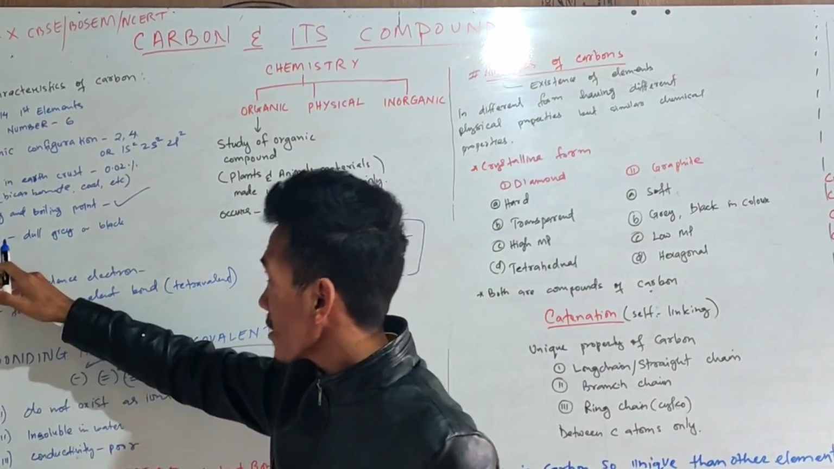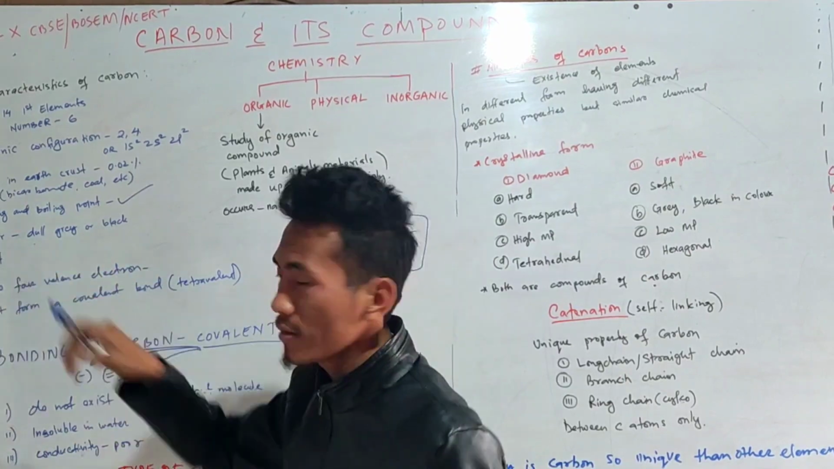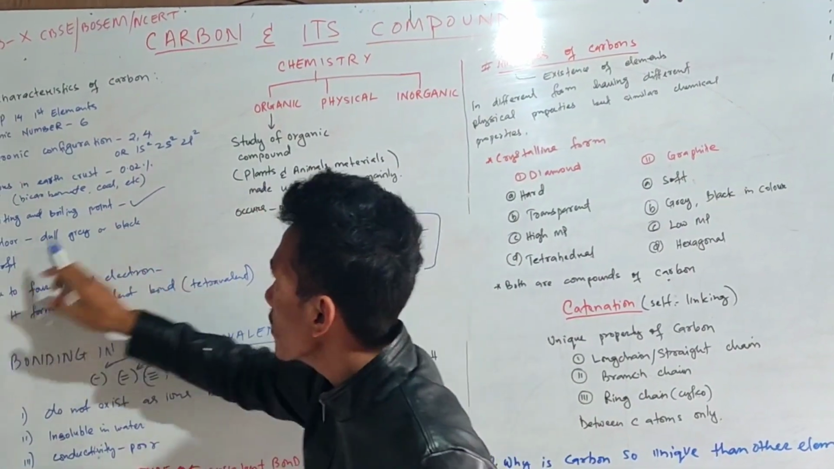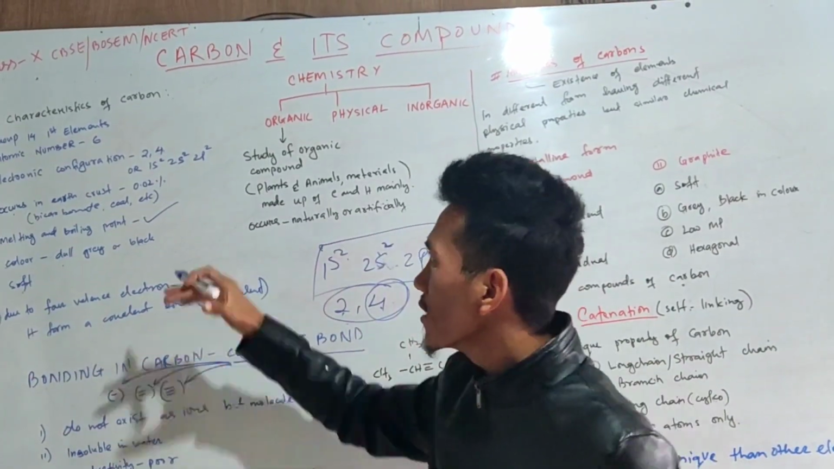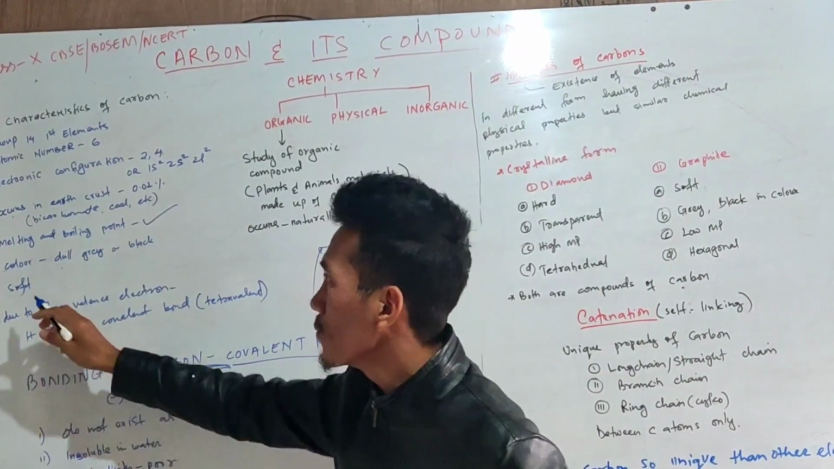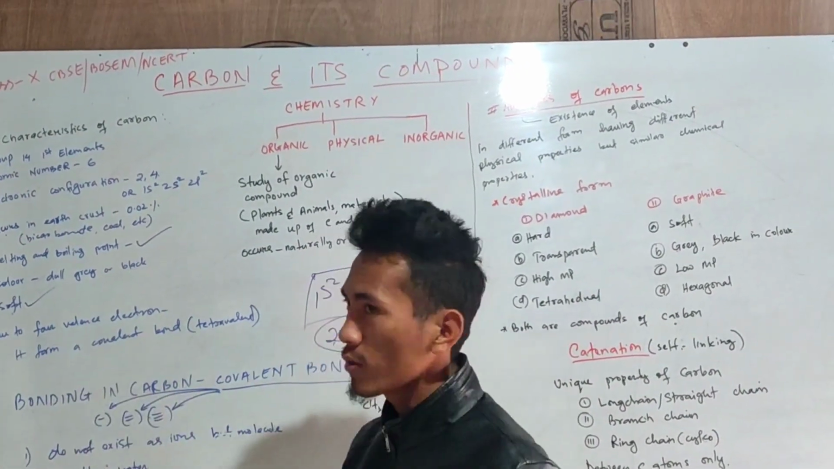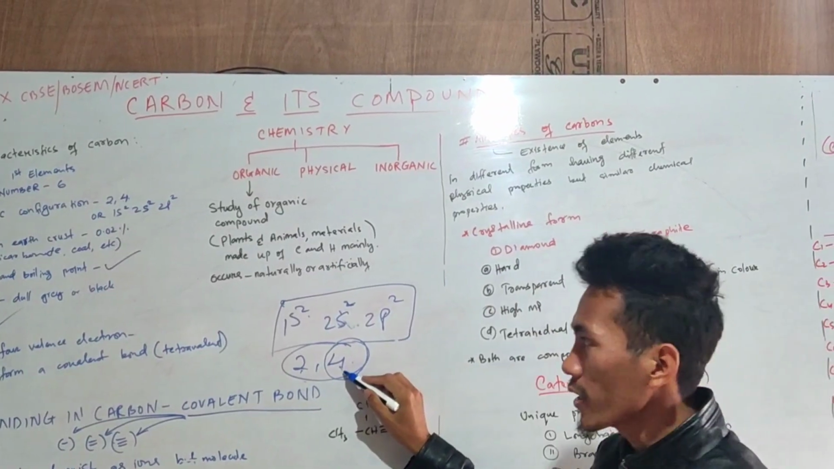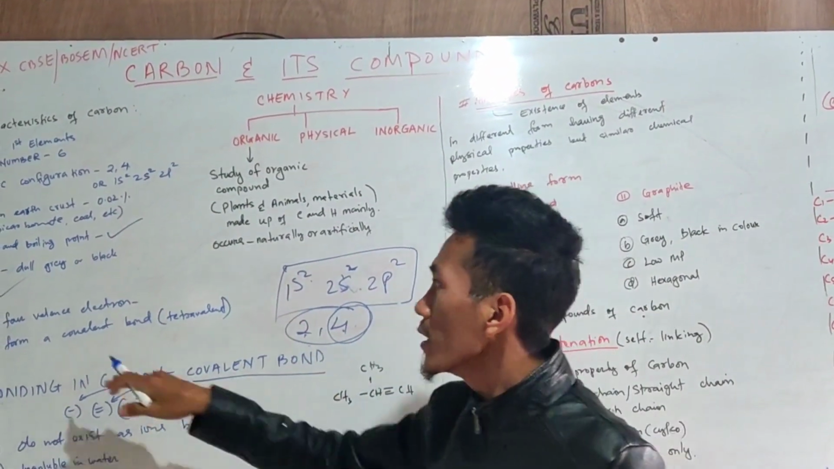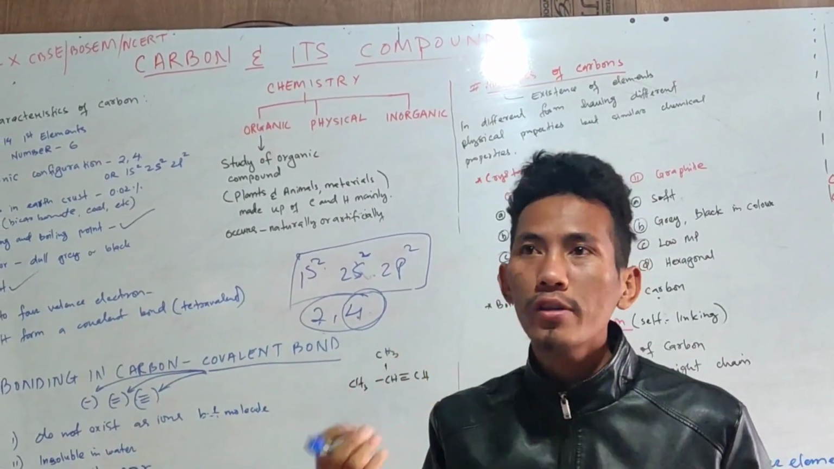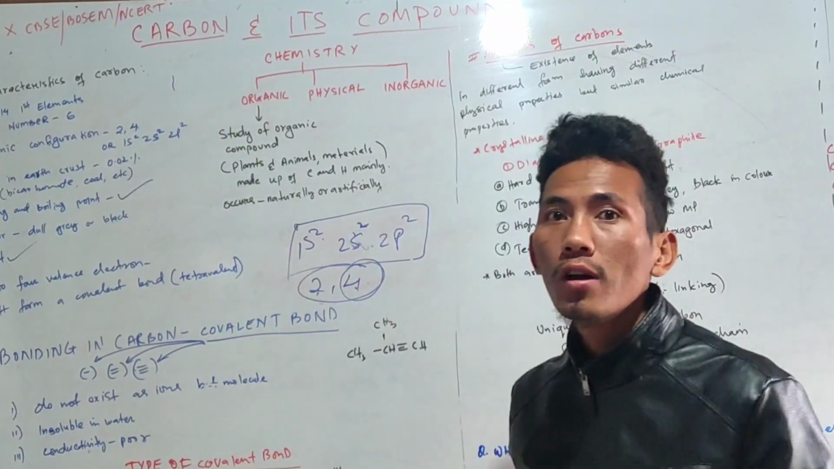Now let's talk about color. Its color is dull gray or black. This is not so important, and it is very soft. Carbon is soft, which means you can know its melting point and boiling point from this. Due to its 4 valence electrons, it is tetravalent and can form covalent bonds, not ionic bonds. This is the general characteristic of carbon.